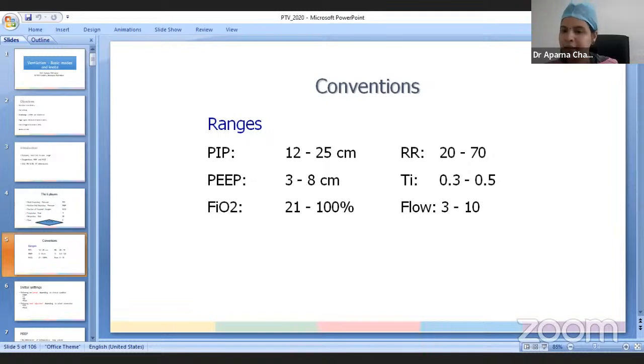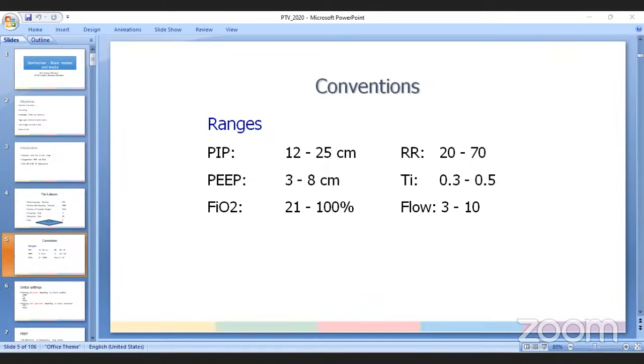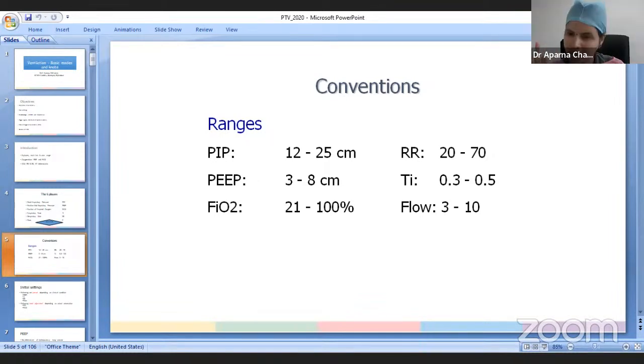So that minus I time will give us the E time. Automatically we will calculate the I to E ratio. TI to TE ratio can be calculated. So among these 4 variables, respiratory rate, I time, E time, and IE ratio, we only need to set 2 of the 4. So these are some examples.